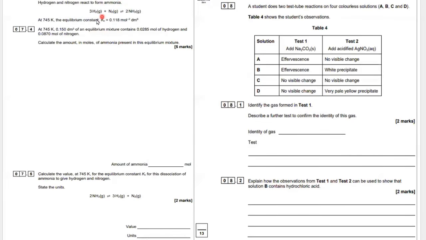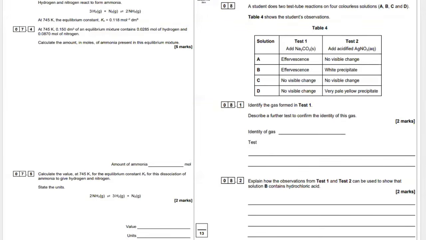Hydrogen and nitrogen react to form ammonia. We've got the Haber process here. So 3 hydrogen molecules and 1 nitrogen molecule make 2 ammonia molecules. At 74K, the Kc is 0.118. We've got a volume of 0.150 decimeters cubed, and the equilibrium mixture contains 0.0285 moles of hydrogen and 0.0870 moles of nitrogen. Calculate the moles of ammonia present in the equilibrium mixture.